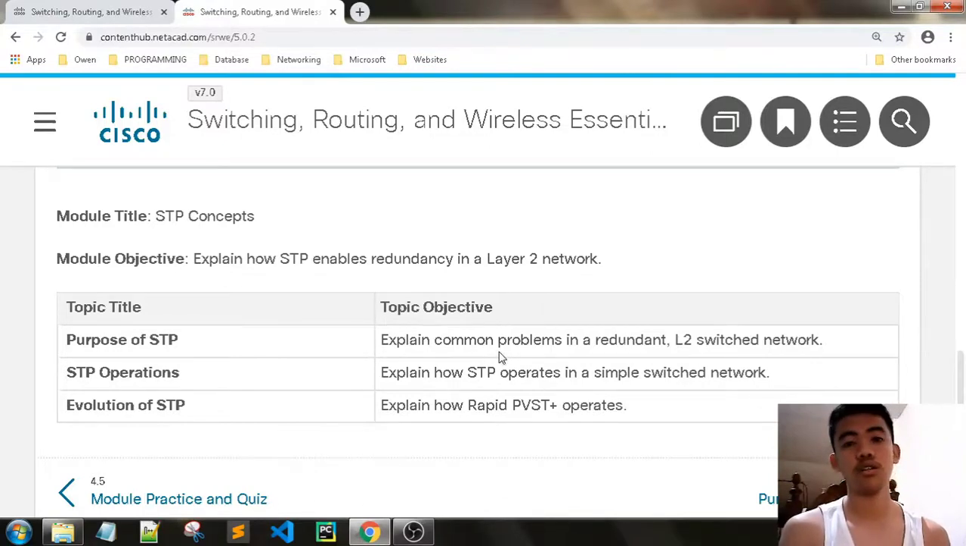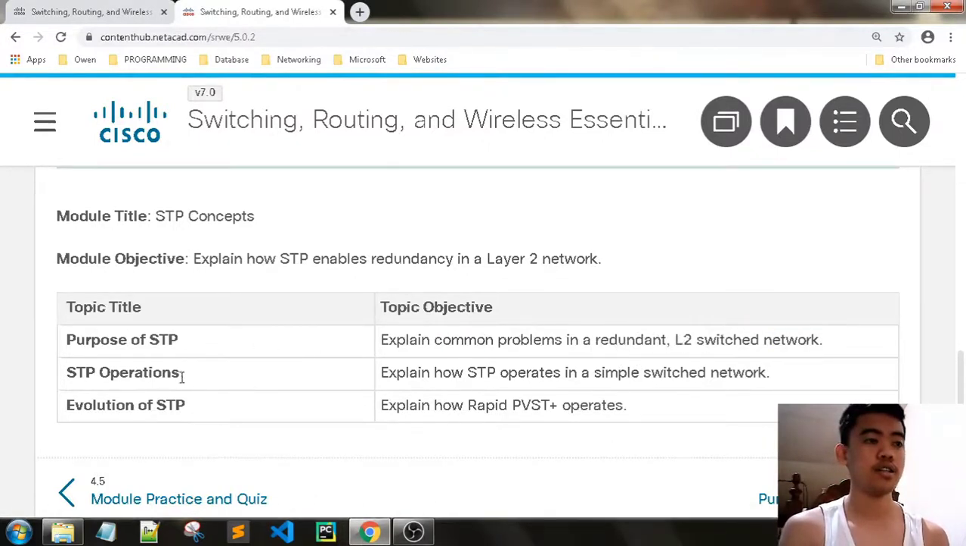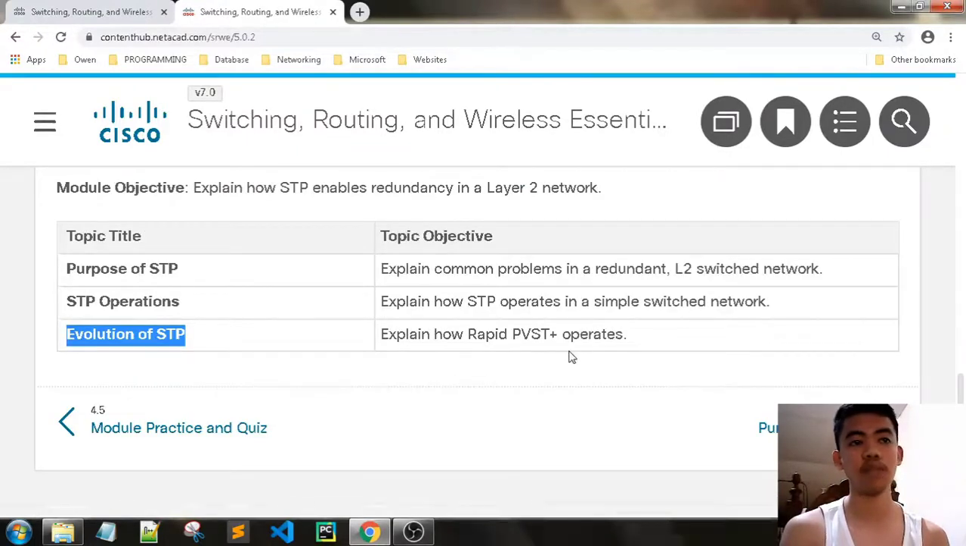In this topic, we will explain common problems in redundant layer 2 switch networks. And for the STP operations, we have to explain how STP operates in a simple switch network. Then, the evolution of STP. So, explain how Rapid PVST+ operates.